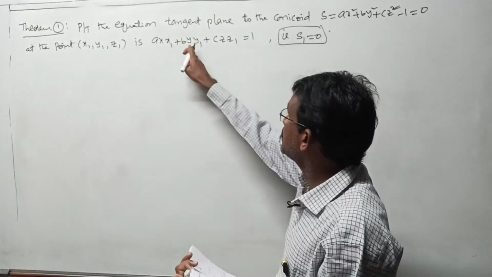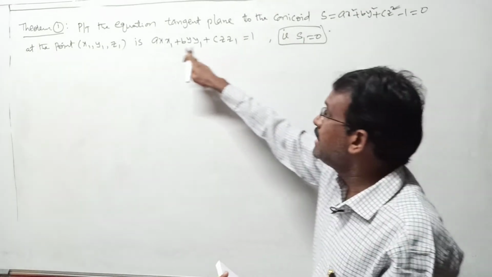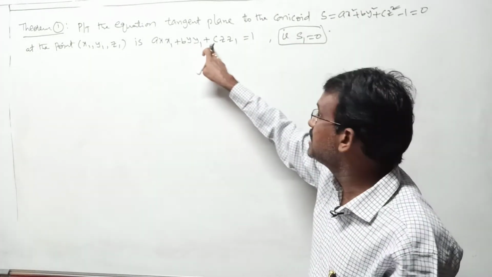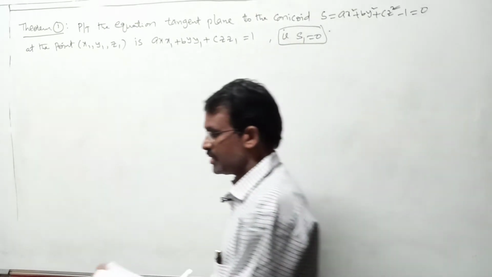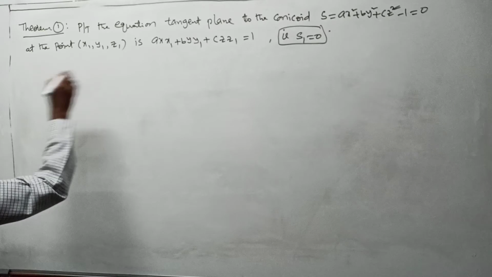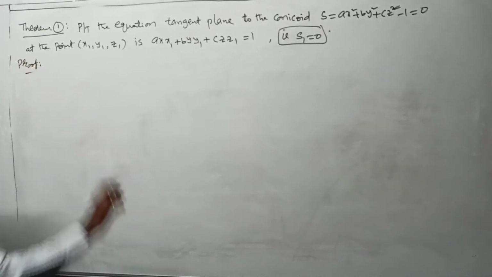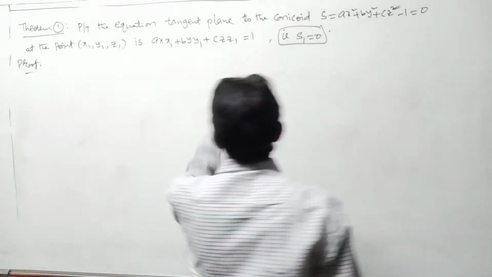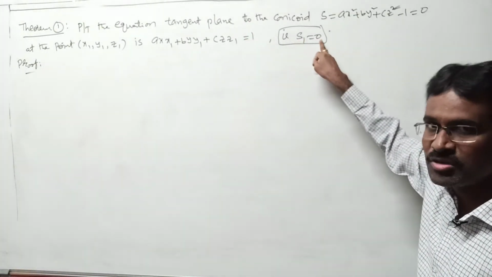This implies you can write the same thing, taking minus 1 to the other side: ax x1 plus by y1 plus cz z1 minus 1 should be S1, S1 equal to 0. From the sphere topic onwards we are proceeding with this theorem. In all three situations, meaning spheres, cones and here, our condition, the equation of the tangent plane, should be S1 equal to 0.